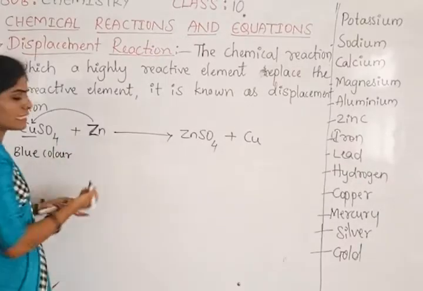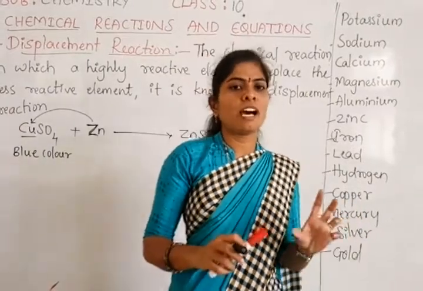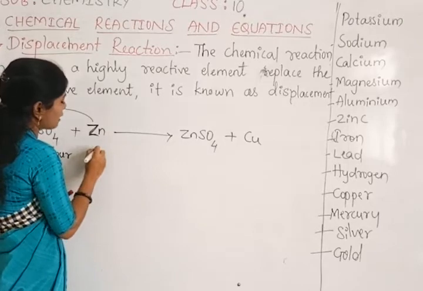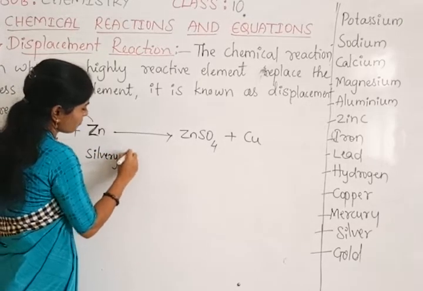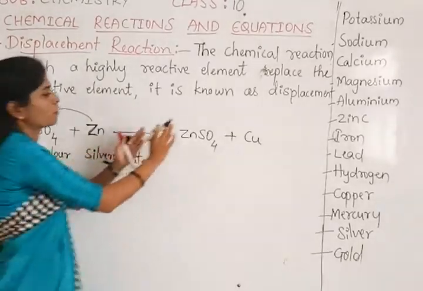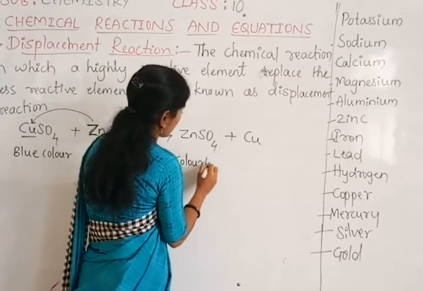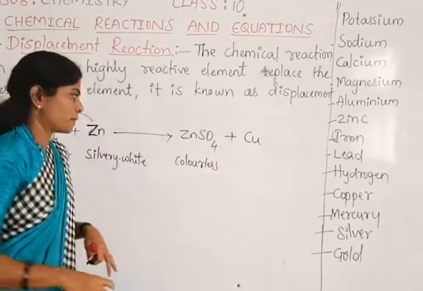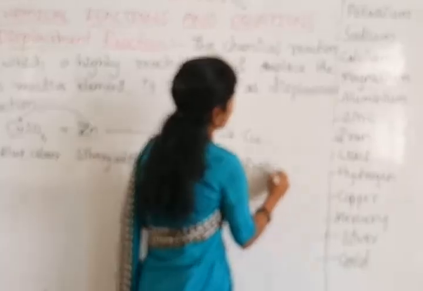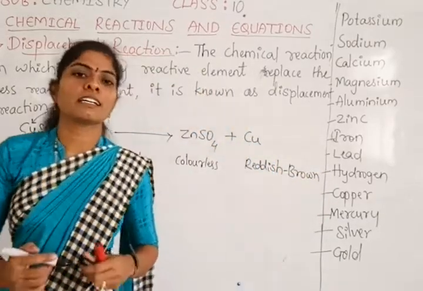And we know zinc is a metal. Almost all the metals are available in a grayish or silvery white color. Yes, so this zinc is silvery white in color. And when zinc replaces the copper, it will form zinc sulfate, which is a colorless solution. Zinc sulfate is colorless, it does not have any color. And the copper has a reddish brown color. Okay, copper has a reddish brown color.